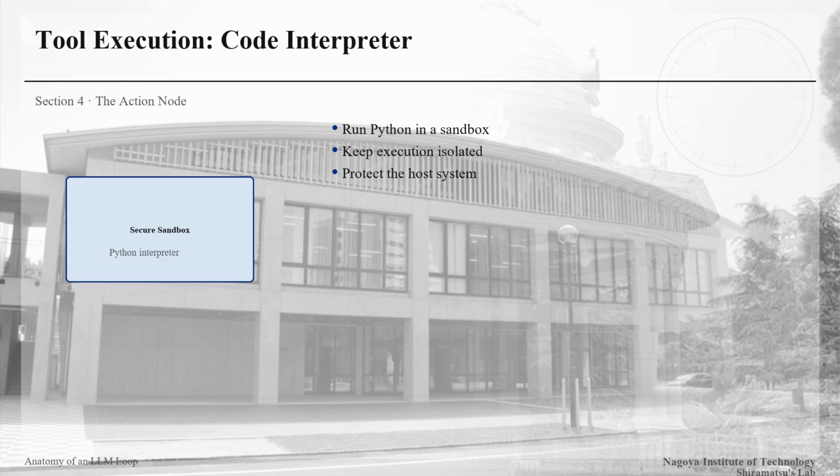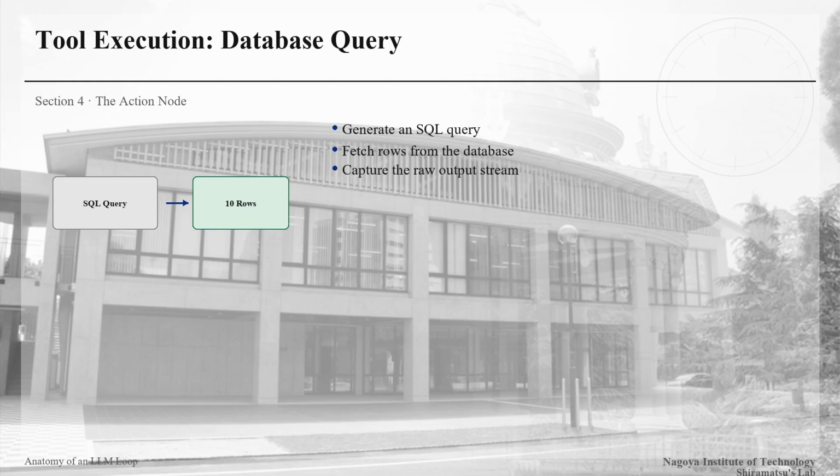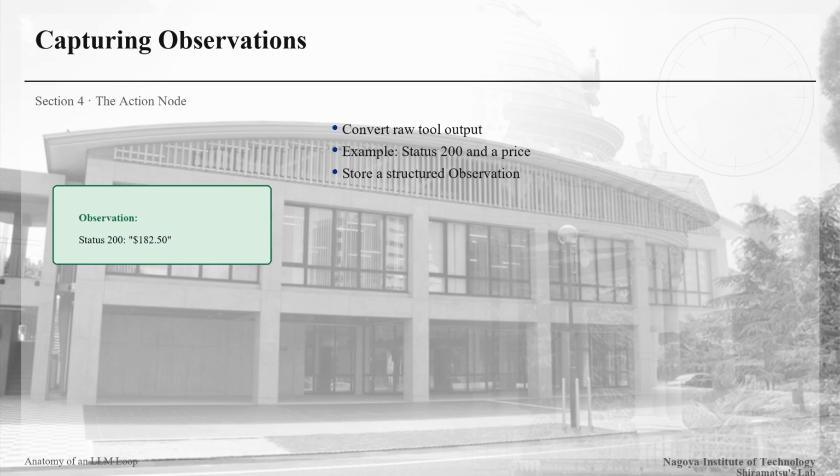A code interpreter runs Python inside a secure, isolated sandbox. Database actions generate SQL, fetch rows, and capture the raw output stream. Raw tool outputs are converted into structured observation objects for later reasoning.